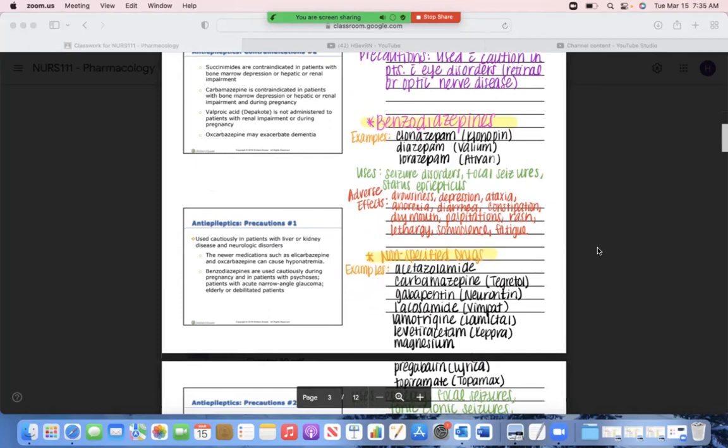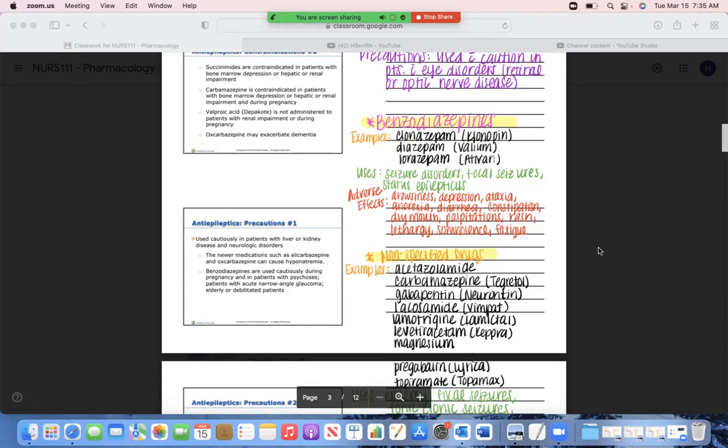Benzodiazepines. This is a really short section because we've already talked about benzos. The ones that we use for seizures are clonazepam, which is Klonopin, diazepam, which is Valium, and then lorazepam, which is Ativan. We know that they can be used for all different kinds of things. On this slide, we're just going to be talking about the way that they work for seizures. So they treat seizure disorders, focal seizures, and status epilepticus acutely. Acutely. I want you guys to note that.